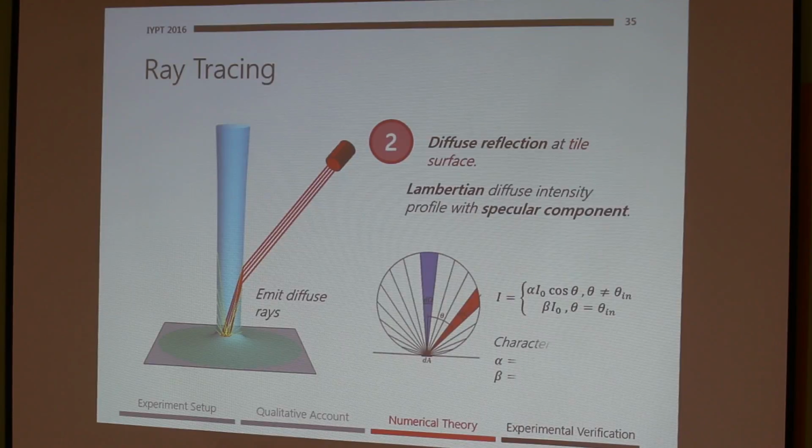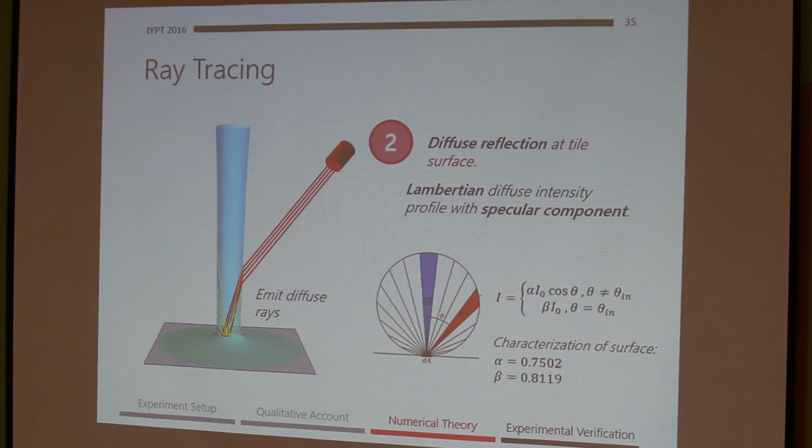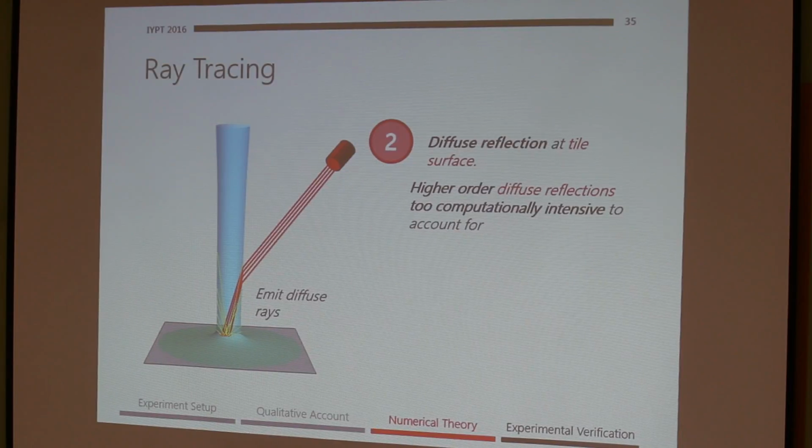Next, once the laser hits, we simulate the laser hitting the spot. We can simulate the diffuse reflection at the tile surface by using a Lambert diffuse intensity profile with a specular component, which is what we need for our white tile. The coefficients of this intensity are characterized in a separate experiment with the following coefficients. We note that the higher order diffuse reflections are too computationally intensive for us to account for because of the nonlinear nature of the ray tracing. Hence, we will not be considering this effect in our simulation.